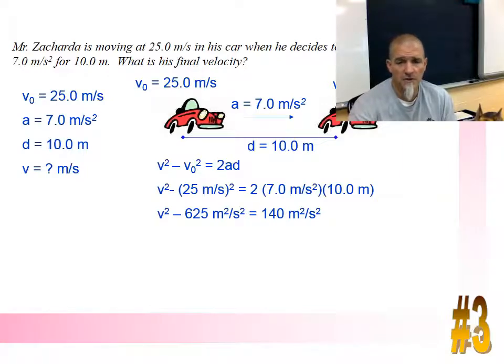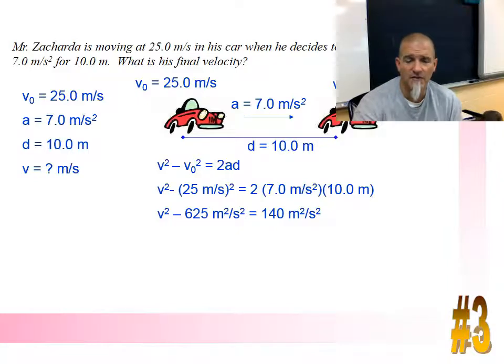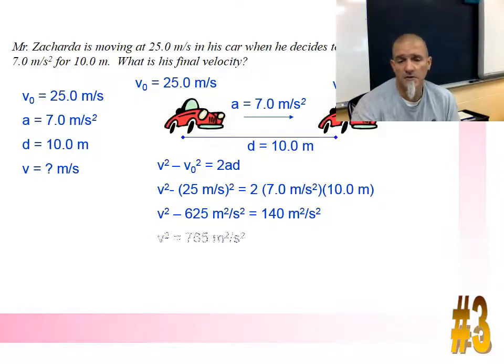Again, notice the units, and notice the units are the same, meters squared per second squared. And that then allows me to do the next step. We would add 625 to both sides. We could not add these two terms if they weren't the same units. Just can't do it. But they are. 625 plus 140 gives me 765.